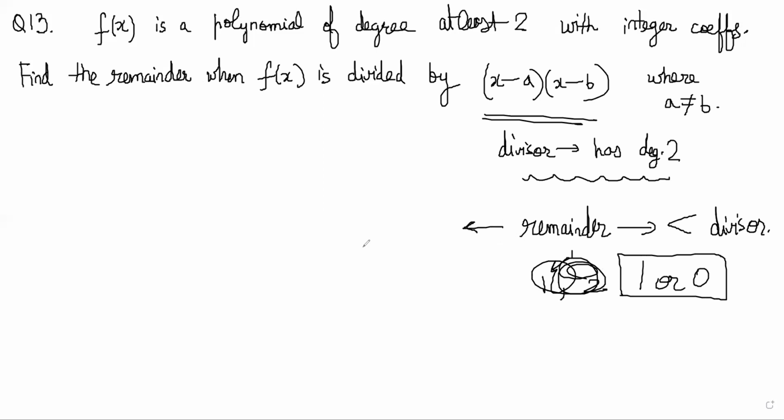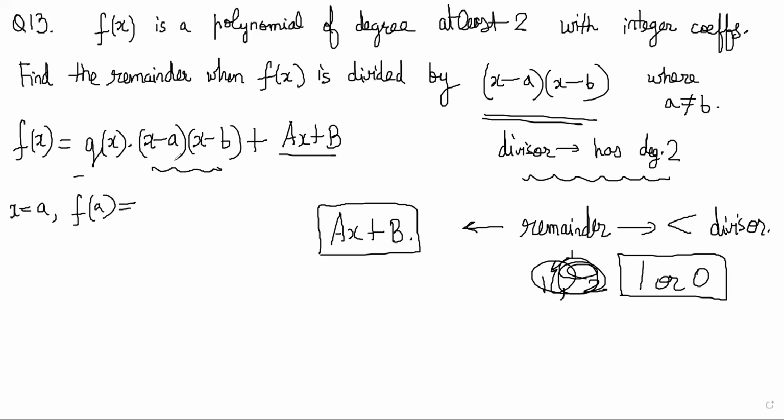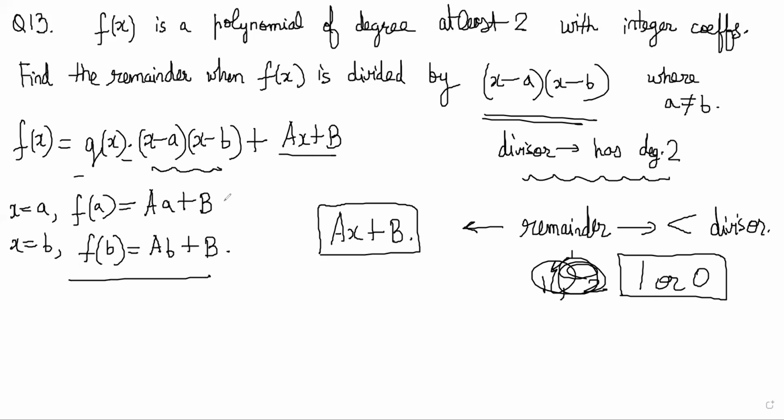So for now, let's assume that the remainder is a degree 1 polynomial, and let's say it is capital Ax + B. That is the remainder. By the division algorithm, we can say f(x) is equal to some quotient polynomial multiplied by the divisor plus the remainder polynomial, Ax + B. Now, in this equation, if you put x = a, you get f(a) = Aa + B, since the divisor part becomes 0. And if you put x = b, you get f(b) = Ab + B. Now these are two different equations.